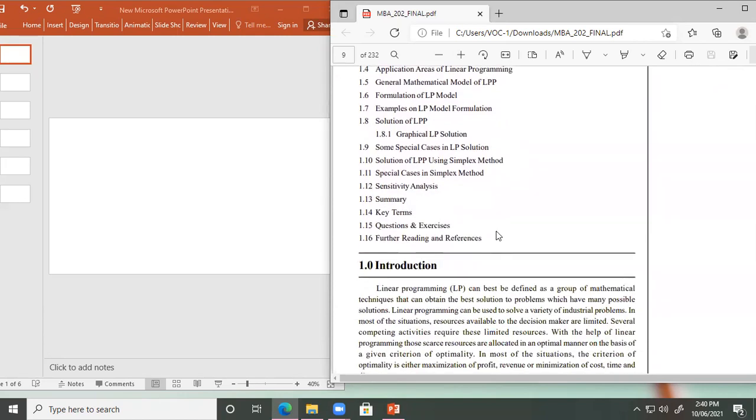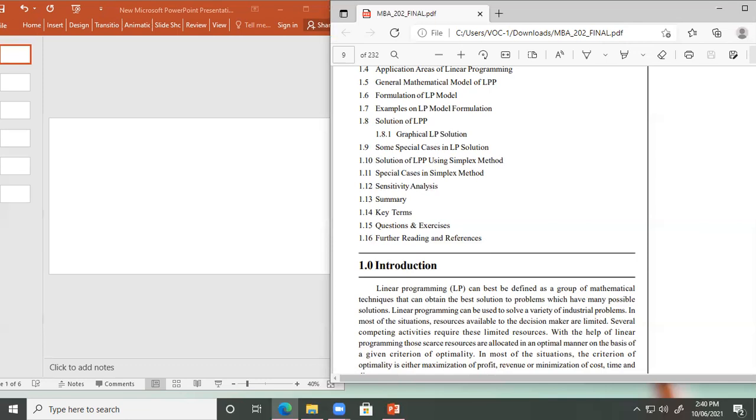So what is linear programming? It can be defined as a group of mathematical techniques that can obtain the best solution to the problems which have many possible solutions. Linear programming can be used to solve a variety of industrial problems. In most situations, resources available to the decision maker are limited. Several competing activities require these limited resources. With the help of linear programming, those scarce resources are allocated in an optimal manner on the basis of given criteria of optimality.